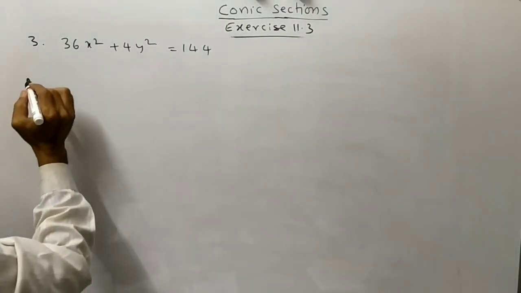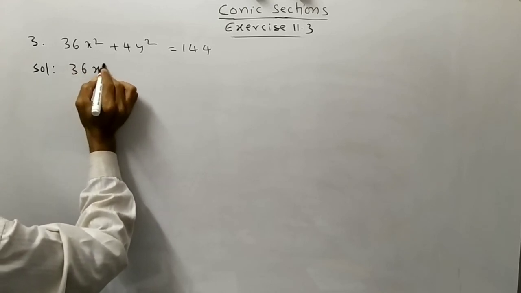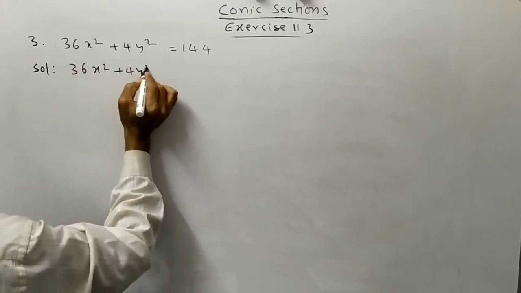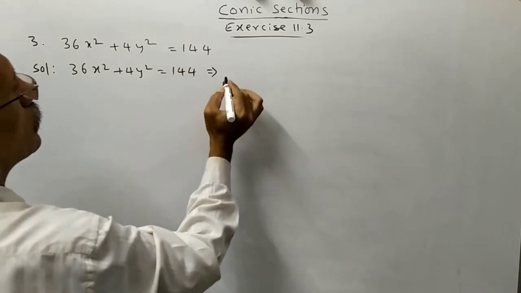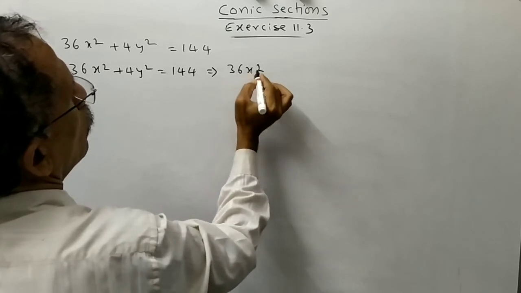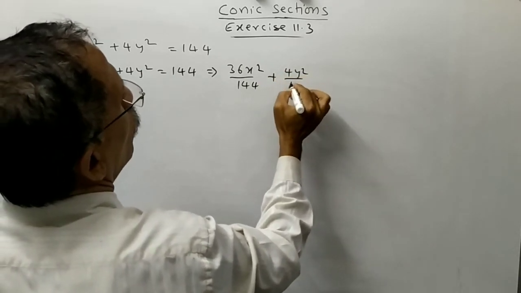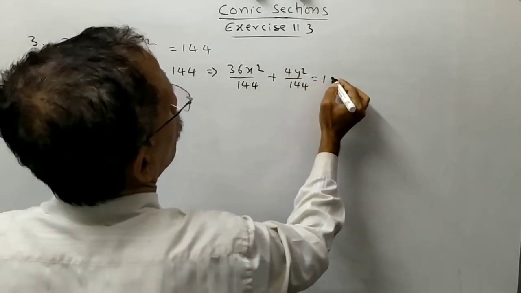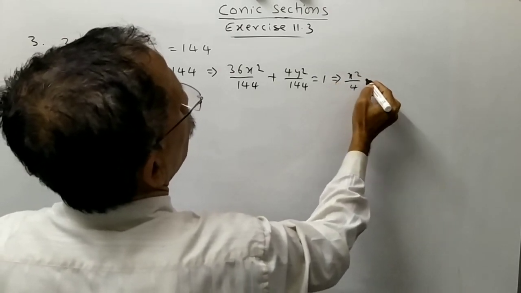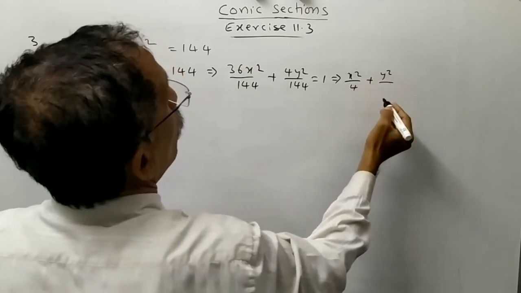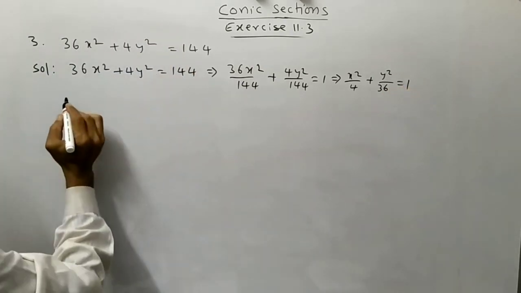Third question. Solution. 36x square plus 4y square is equal to 144. This implies 36x square divided by 144 plus 4y square divided by 144 is equal to 1, implies x square divided by 4 plus y square divided by 36 is equal to 1.